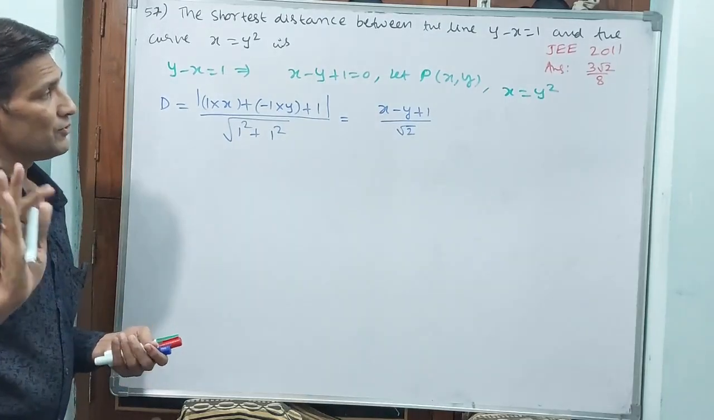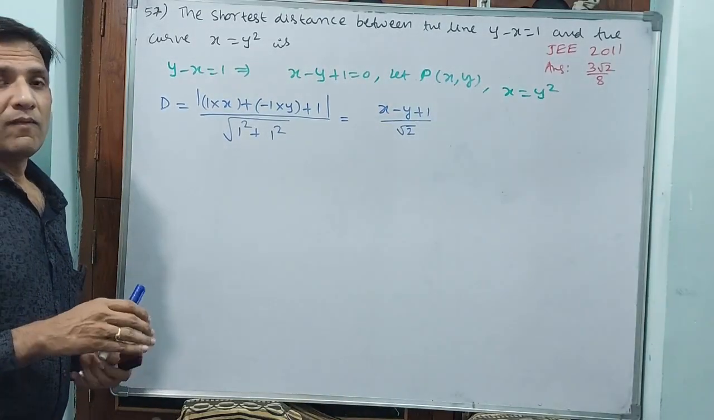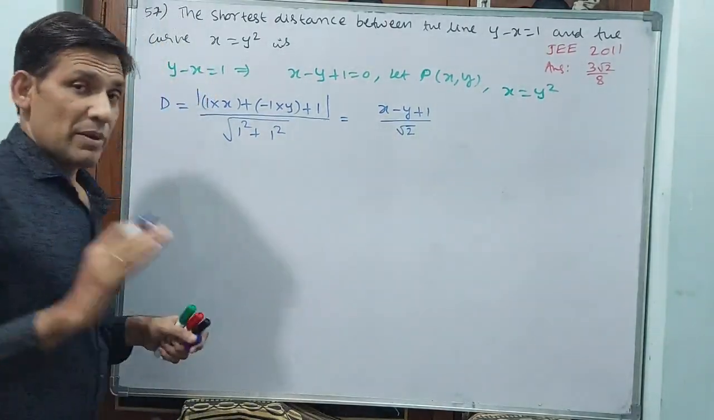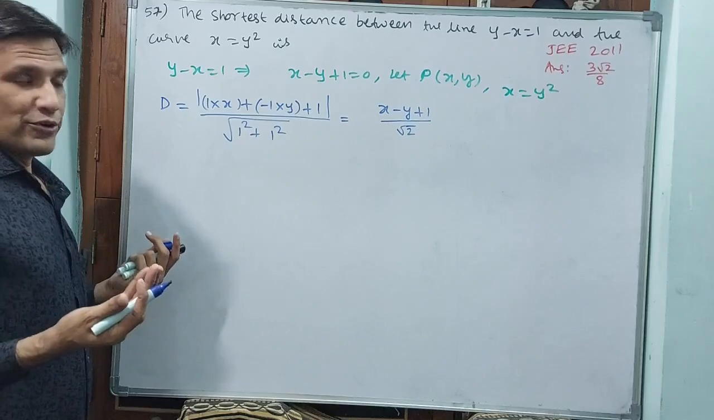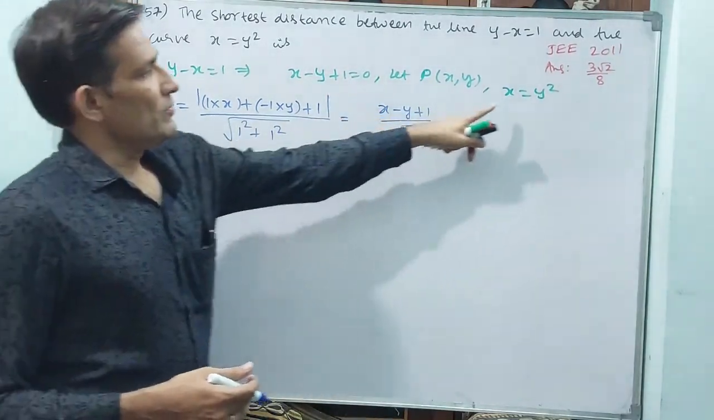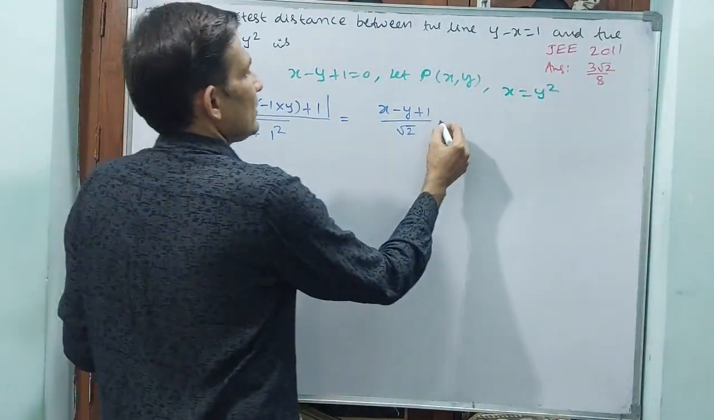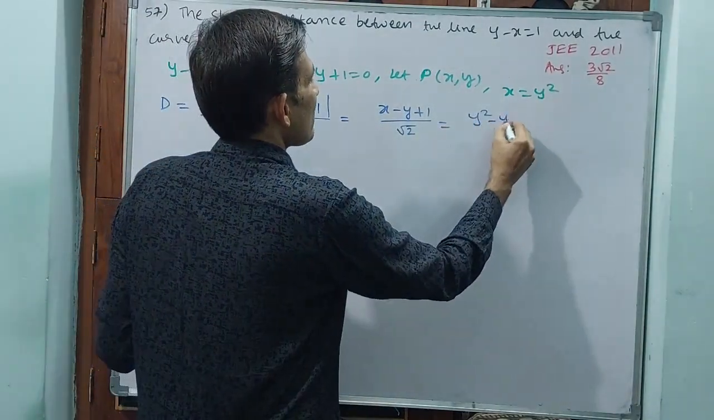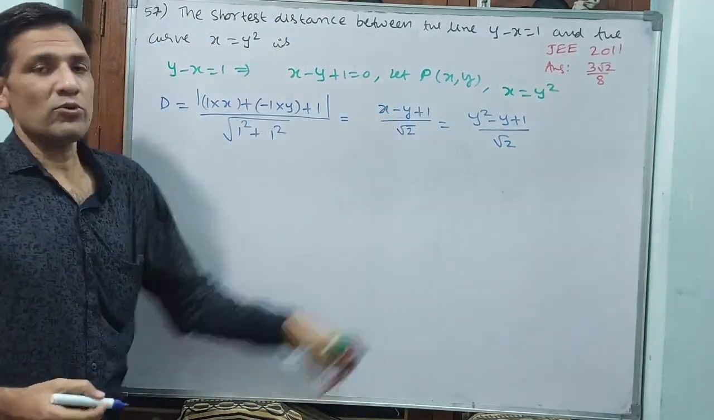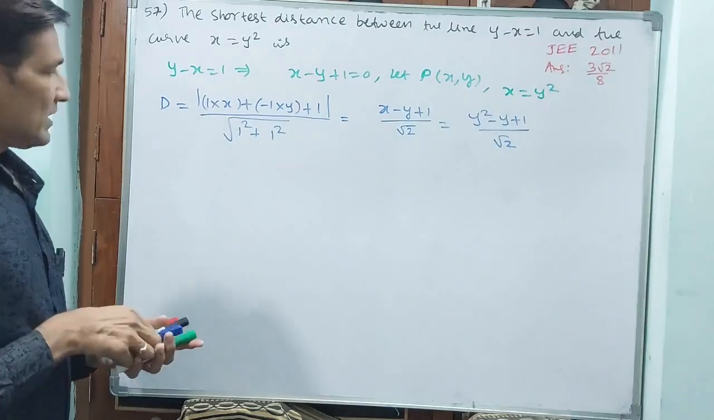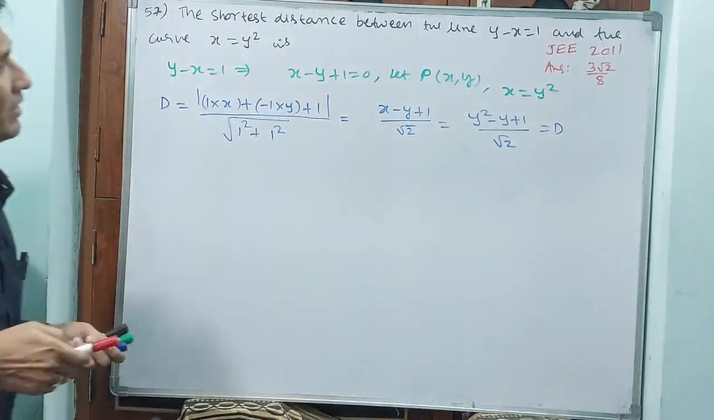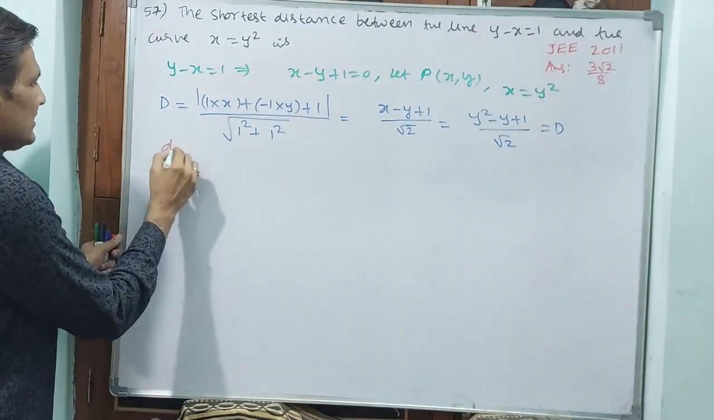Now see what we want to do. We differentiate. But before differentiation, since x is also there and y is also there, you convert it into one form. We have noted that x is equal to y square. So I write y square minus y plus 1 by root 2. Why? Because x is equal to y square. This is D. Now I can differentiate.